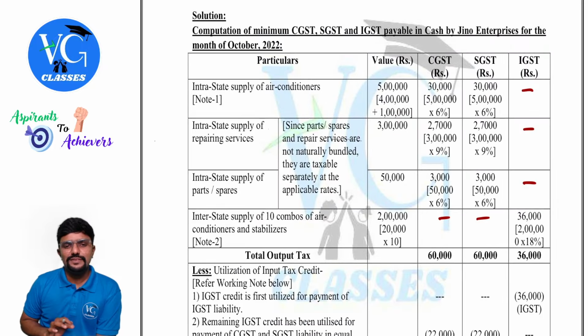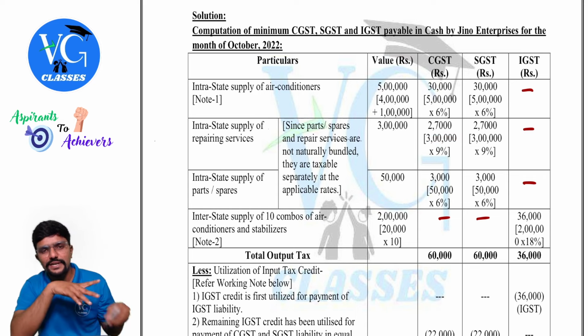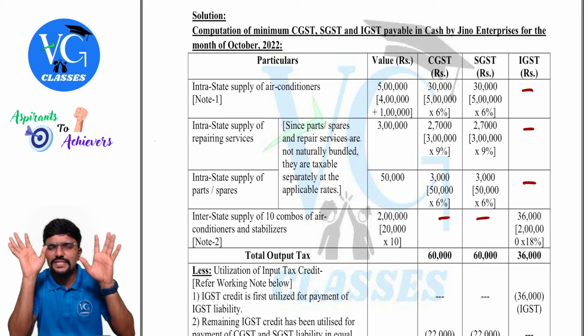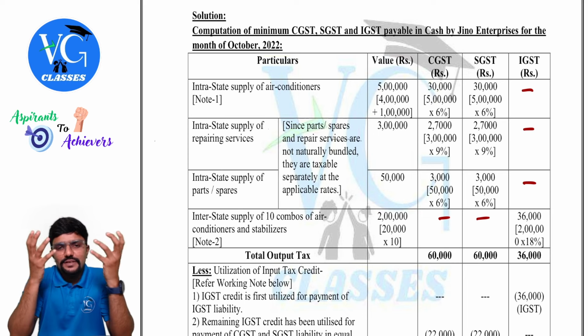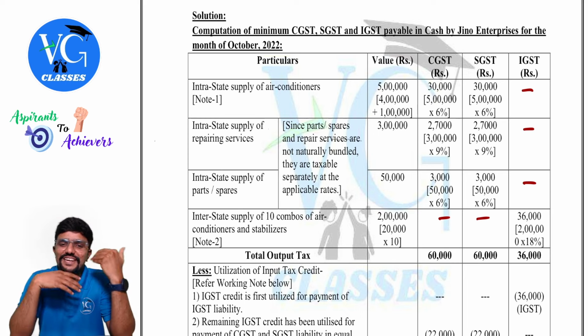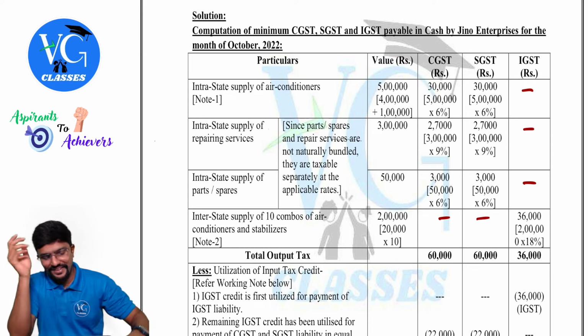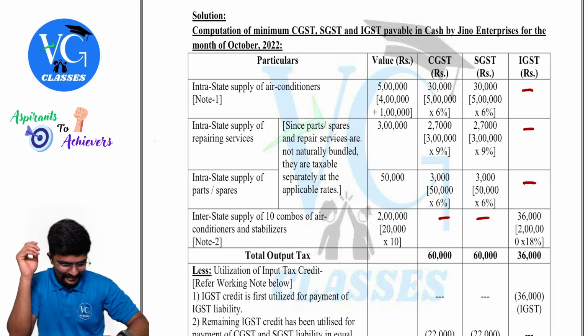Because, sir, not naturally bundled means it should be a mixed supply. If it is a mixed supply, then the highest rate has to apply. Highest rate means 9% on the entire 3,50,000. So they have considered it a little differently, but still fine. This is how the suggested answer is given. Here, sir, 3 lakh and 50,000 they have treated as separate supplies. Yes, so on 3 lakh GST is charged separately, on 50,000 GST is charged separately, guys. Yes, fine, sir.